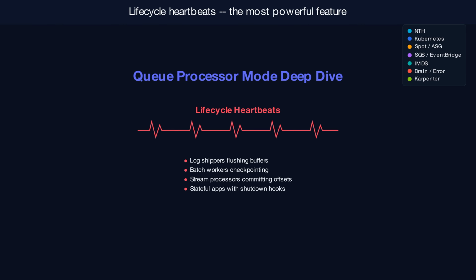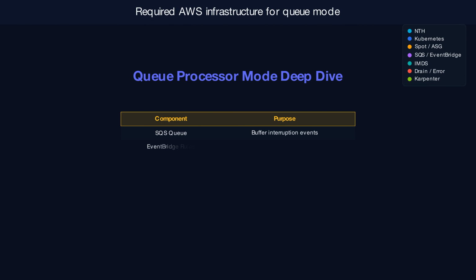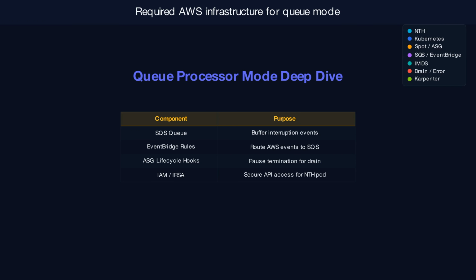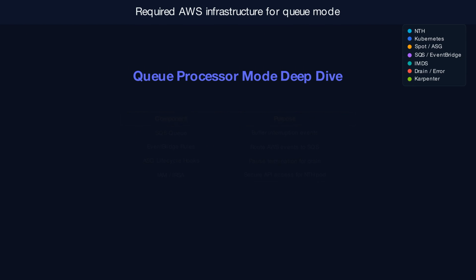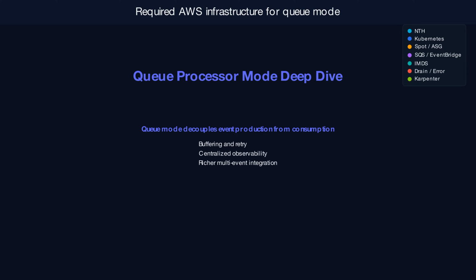Queue mode requires more AWS infrastructure. An SQS queue, EventBridge rules, IAM permissions via IAM roles for service accounts, and optionally ASG lifecycle hooks. But it decouples event production from consumption, providing buffering, retry, and centralized observability.